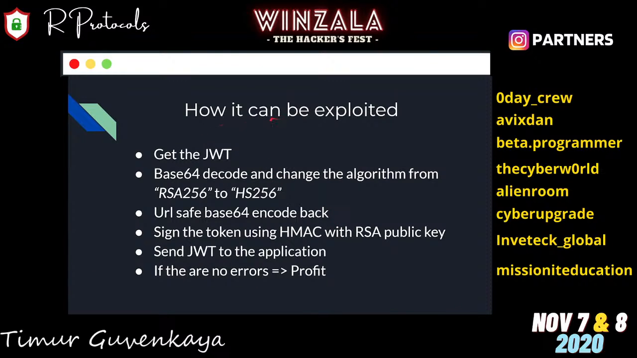Here is how it can be exploited. We can get the JWT. We basically decode everything and change the algorithm from RSA to HMAC. Encoding everything back, signing the token with HMAC, with RSA public key as a secret, encoding everything, sending JWT to the application, no errors, profit.